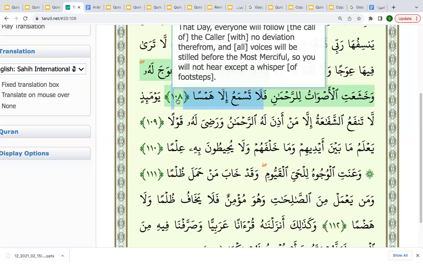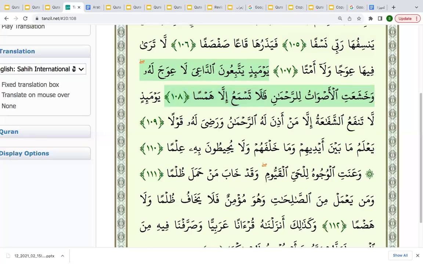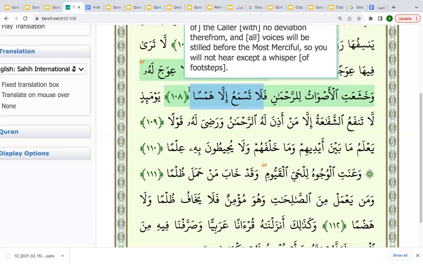What is another function of lan that is different from la? How is lan different from la? It not only pushes the mudari into the future, but it does one more thing. In Urdu, you say "hargiz nahi". This was taught to you when you were doing negation of jumla fi'liya fil mudari: lan has the benefit of tawkid as well. You will never hear. Why am I saying never? If there was "lan tasma'a illa hamsa", you will never hear except footsteps. That is how it's going to be translated.